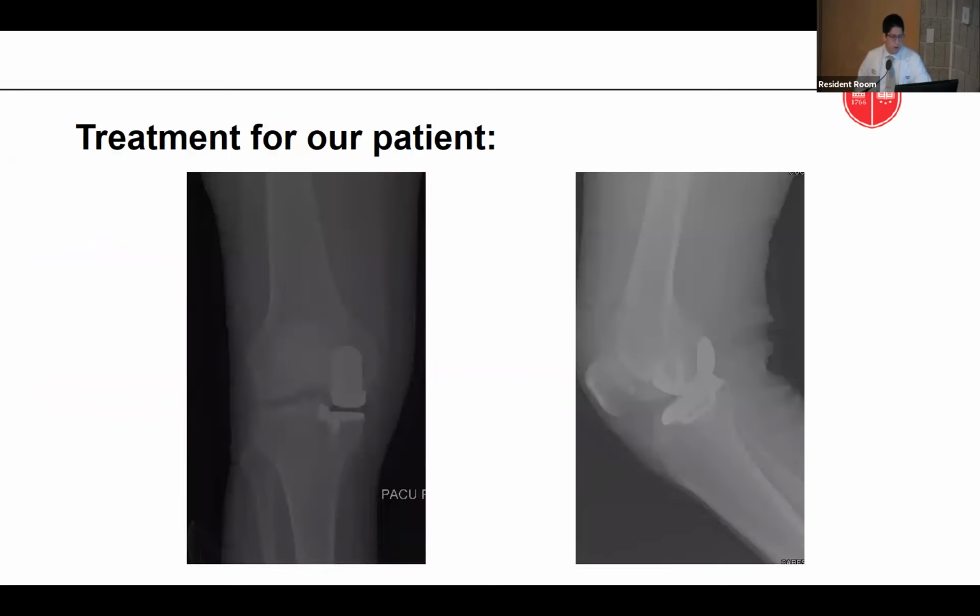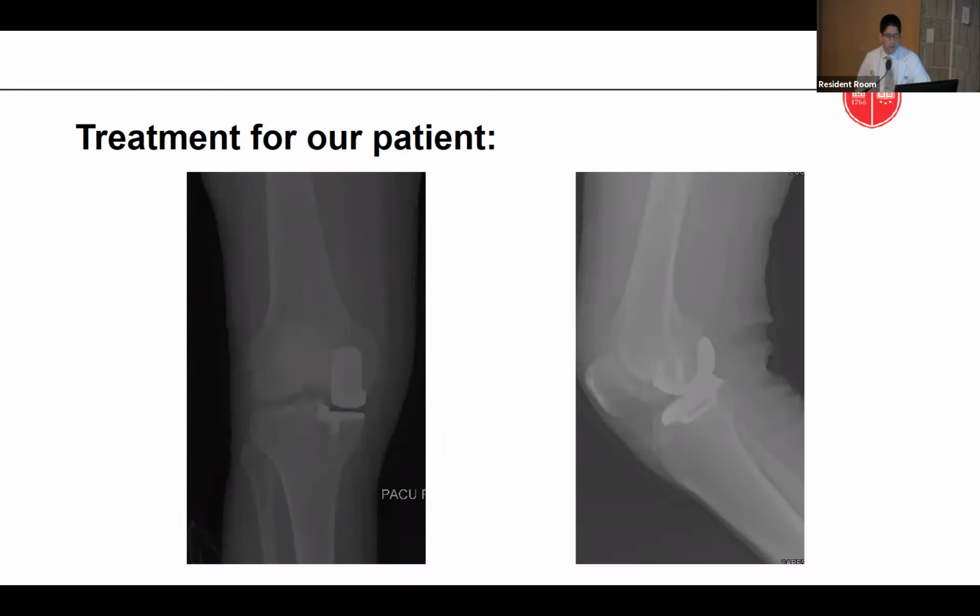So for our patient, after discussing the risks and benefits of surgery, since he had already failed conservative management, the patient chose to undergo a partial knee replacement. He went with a mini incision. They used a Biomet partial knee with a mobile bearing polyethylene liner. You can see pictures of that here in these post-op images.